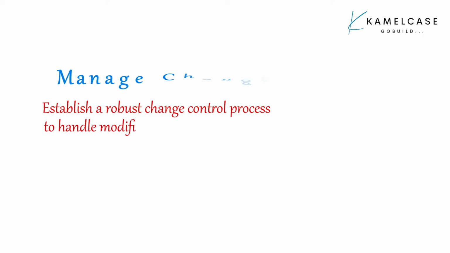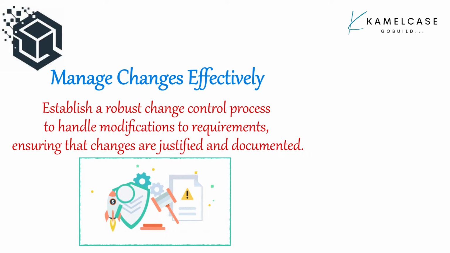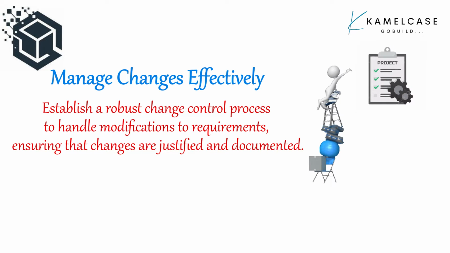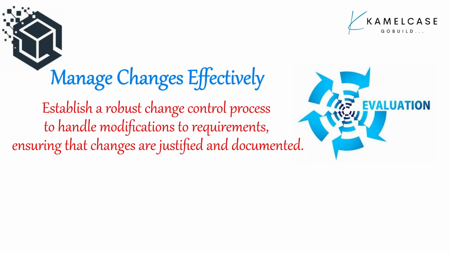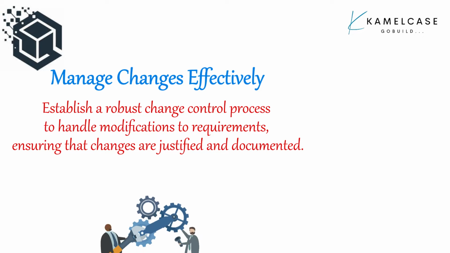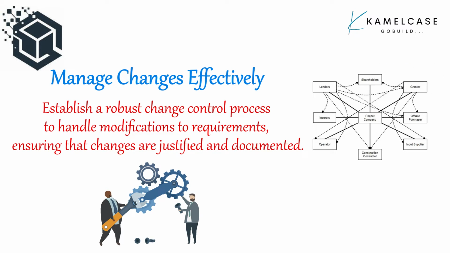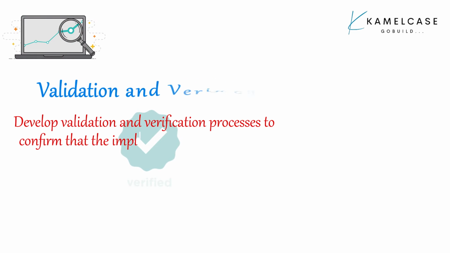Manage changes effectively. Institute a robust change control process to systematically manage modifications to requirements, guaranteeing that changes are justified and thoroughly documented. This disciplined approach helps maintain project stability by carefully evaluating the impact of alterations and ensuring alignment with overarching goals. By establishing a transparent change control process, organizations enhance decision-making, mitigate risks, and foster a controlled and adaptable project environment. Validation and verification.